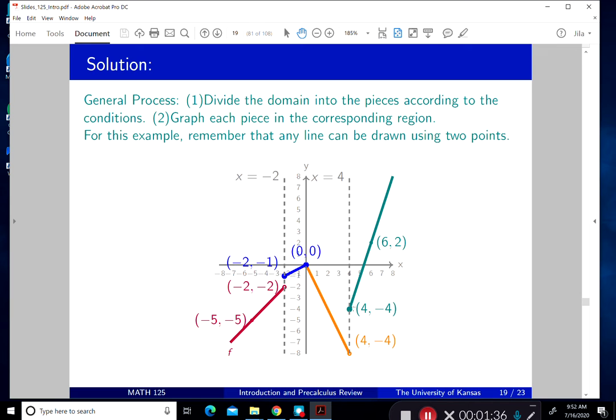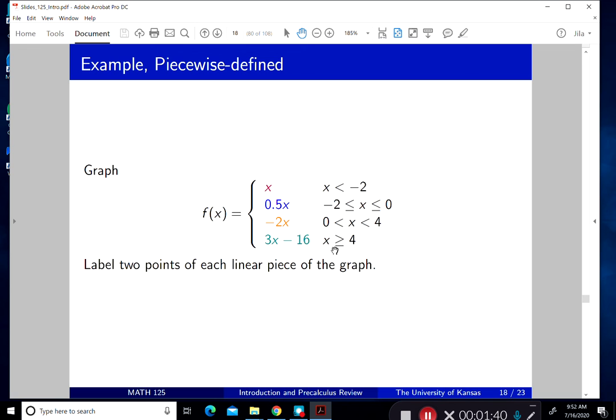And so the entire routine goes like this. You divide. Remember, there were cutoff points. The -2 was one cutoff. To the left of -2 was x, to the right of -2 was 0.5x. 0 was another cutoff: to the left of it was the function 0.5x, to the right of it was -2x. 4 was another cutoff: to the left of it was -2x, to the right of it was 3x minus 16.